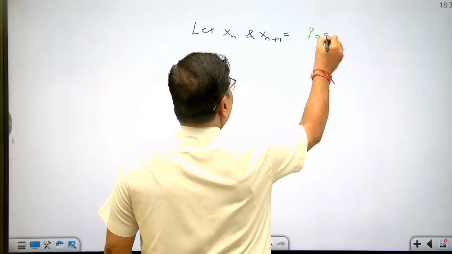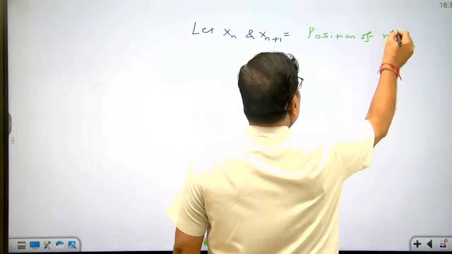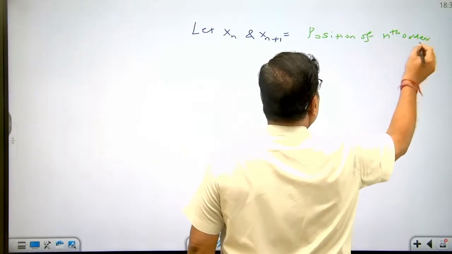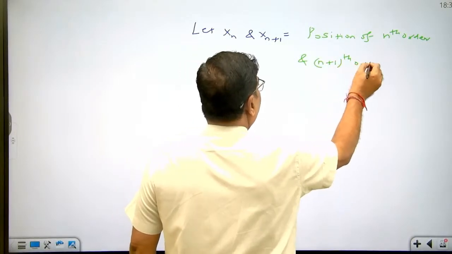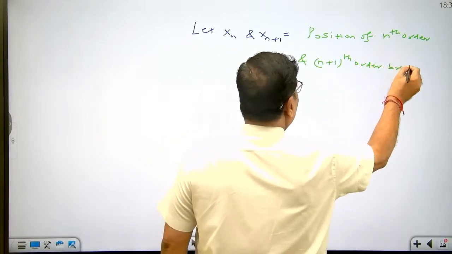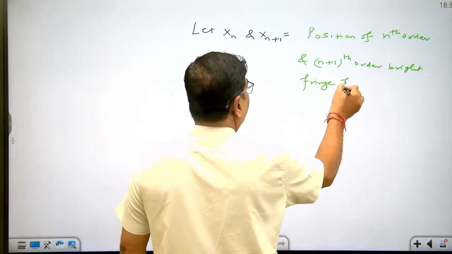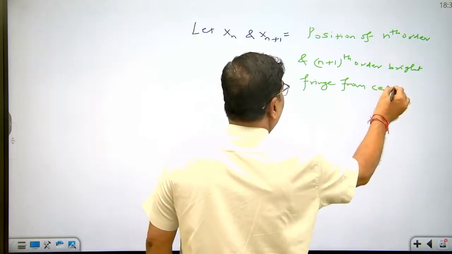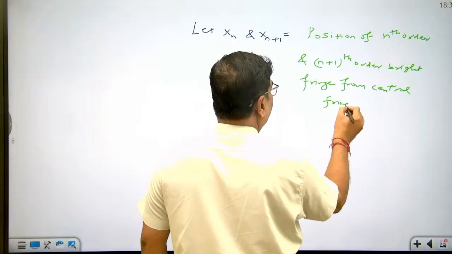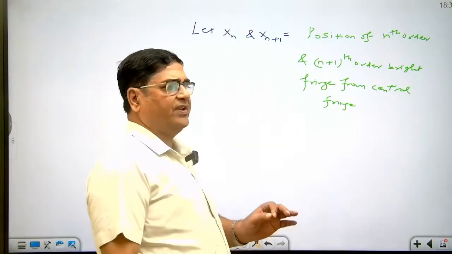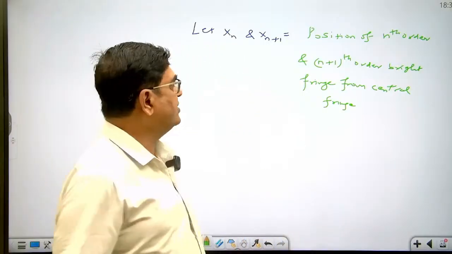Position of nth order and n plus 1th order bright fringe from the central fringe. Dear student, the central fringe is called the reference frame. This is the zero order fringe, okay? This is always bright because here the path difference is zero.